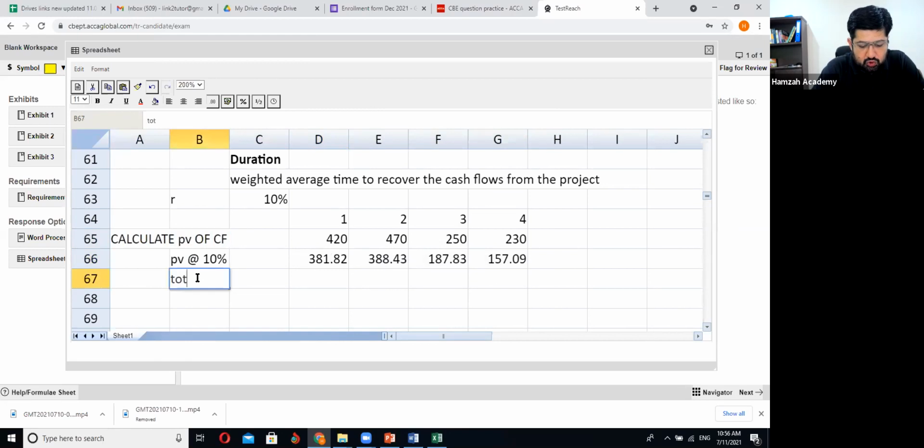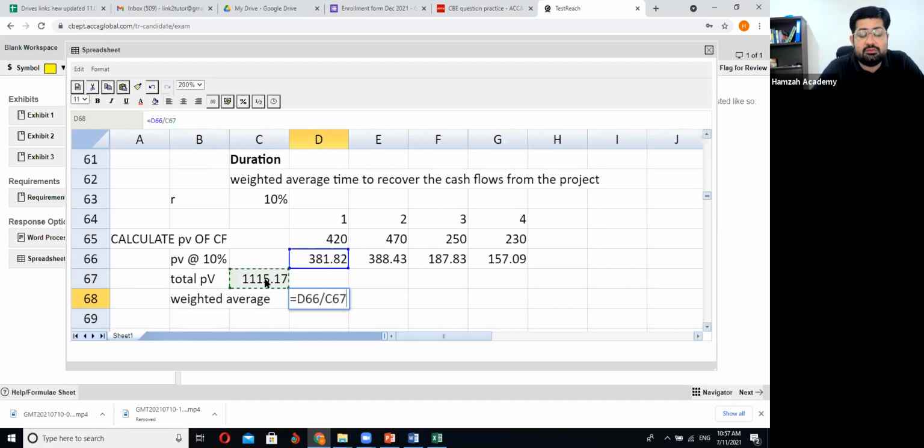Now total present value has to be calculated, equal to the sum of all the present values. Now just see here, please focus everyone. Weighted average, how to calculate? Focus. Equal to present value divided by total present value, multiplied by number of year.